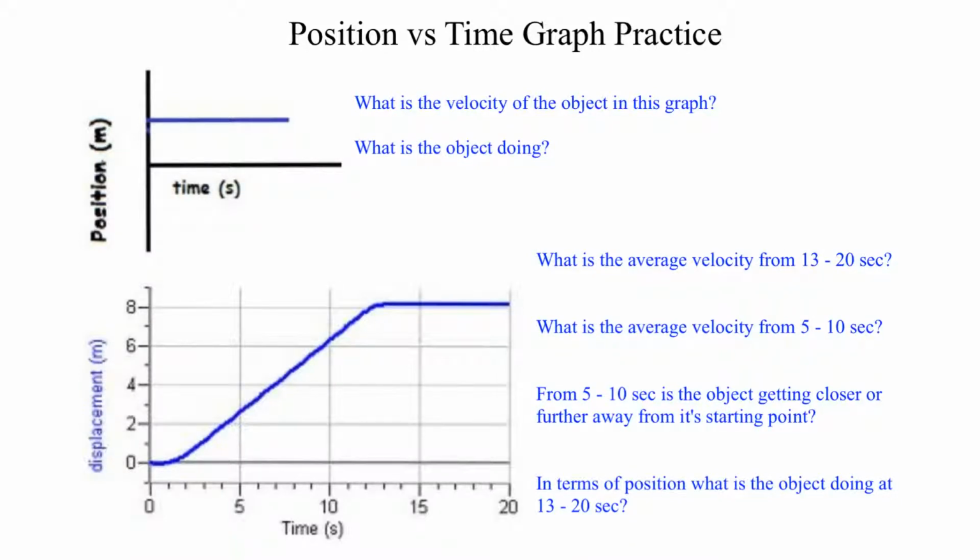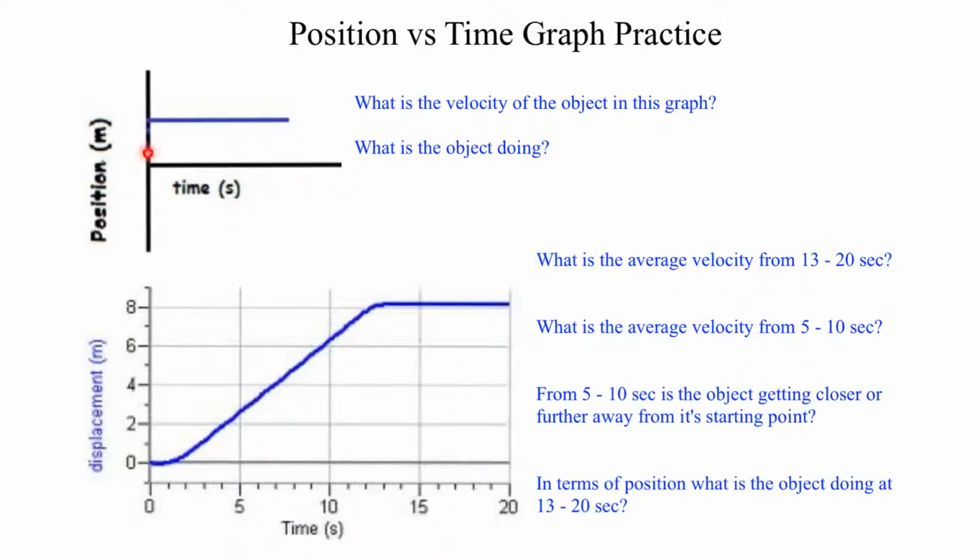Alright, let's do some position versus time graph practice now that we've had a chance to talk about the graphs and what they mean. Looking at this first graph, we have position on the y-axis and time on the x-axis. Remember that position, or the change in position, which is displacement, is a vector quantity, so it can be positive or negative. That's why the x-axis is in the middle here.